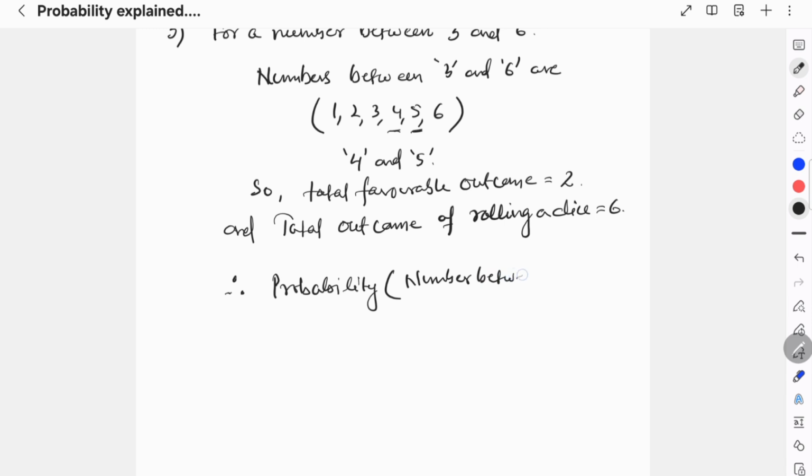And we know the total outcome for rolling a dice is 6. So the probability for getting a number which is between 3 and 6 will be 2 divided by 6, which is 1 by 3. So this is our answer for the last part.